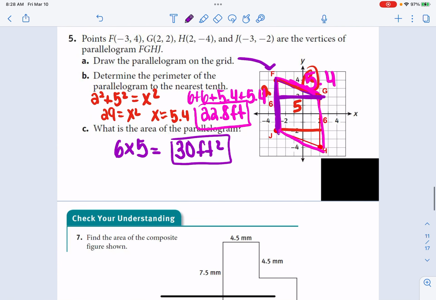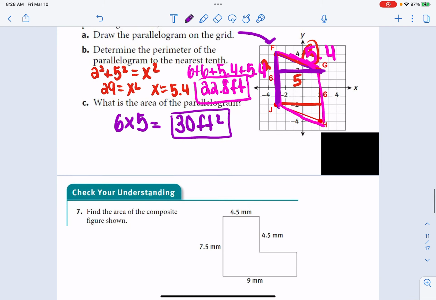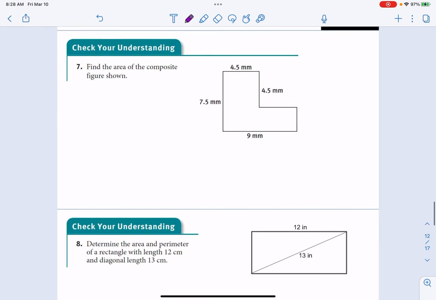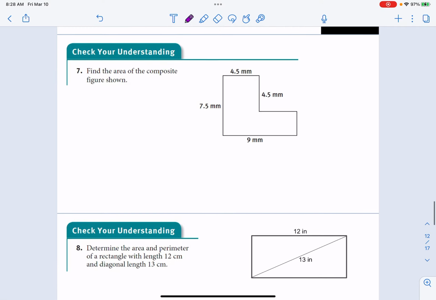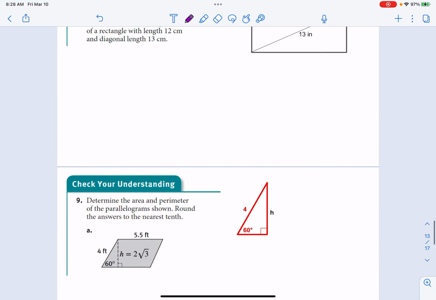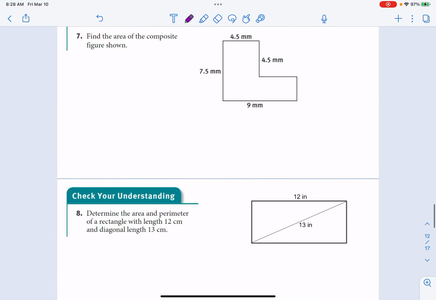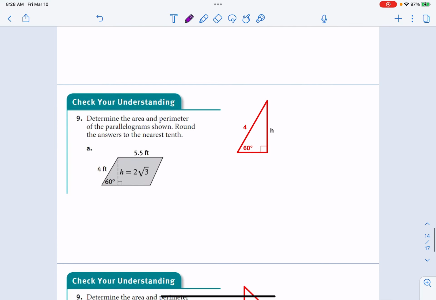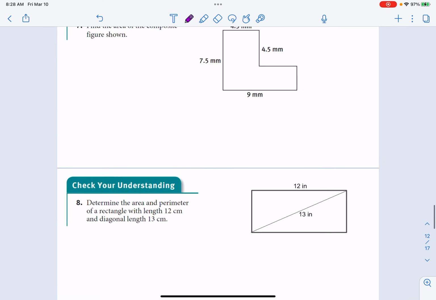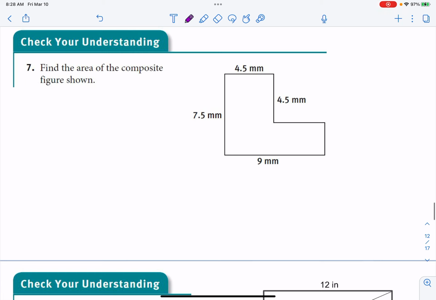Okay, so that's on the grid, but now we're going to focus more in on composite figures. So here's what I want you to do: there's 1, 2, 3, 4 of these. I'm going to go through the first one and the third one, and then you're going to try the second one and the fourth one, okay? So, for the first one, it says find the area of the composite figure shown.